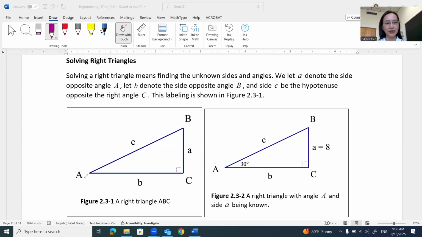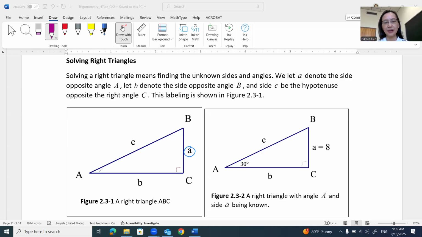right triangle, as you can see, we call it ABC, right? This is a triangle ABC, and it is a right triangle because the angle C is a right angle. So then we label the corresponding sides as lowercase a, b, c.